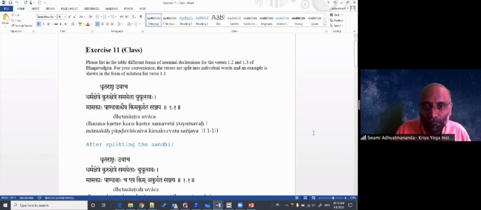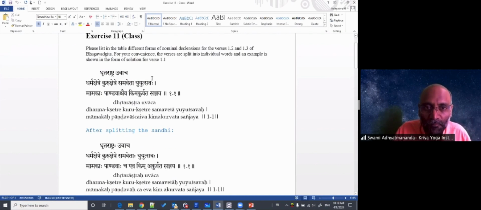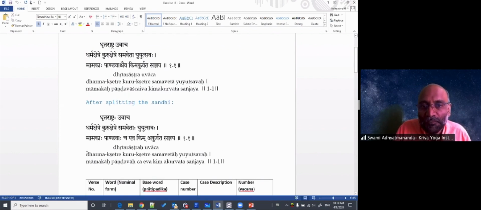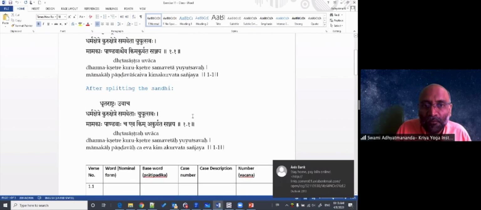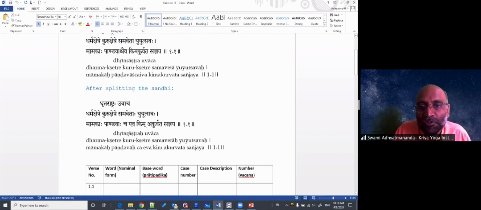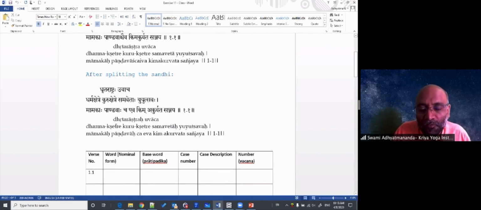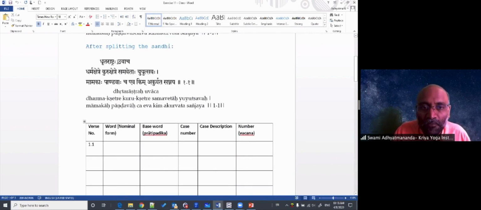You take the Gita, first verse, and identify the nominal declensions for those words which are ending in akara from this table. And there are places where I have split the sandhi for you. Then you identify the words and say which case it is. Only for this akaranta case. So like we have Dhrutarashtraha.